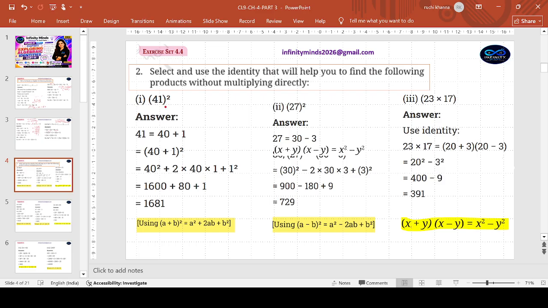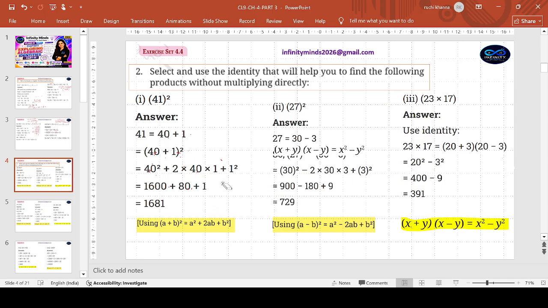Which identity? This is repetitive. I believe we've done it in the previous exercise. 40 plus 1. You must mention the identity, since they are asking you to decide on the identity yourself. Yes, no doubt, the plus identity is the one which is suitable. Subtraction won't be suitable in this case in any way. Square of the first term, square of the second, twice the product of the two. 4 fours are 16, double 0, 4 into 2, 8 with the 0, 1. 1681.